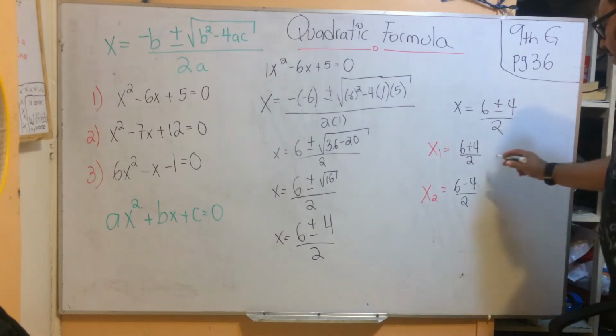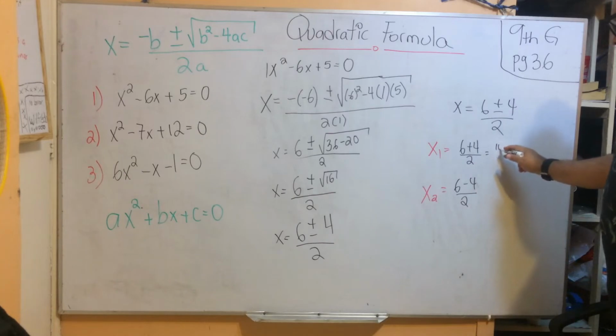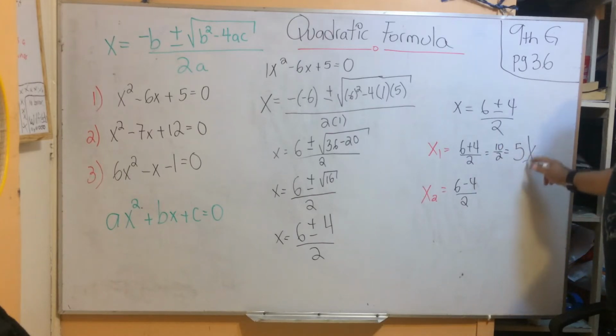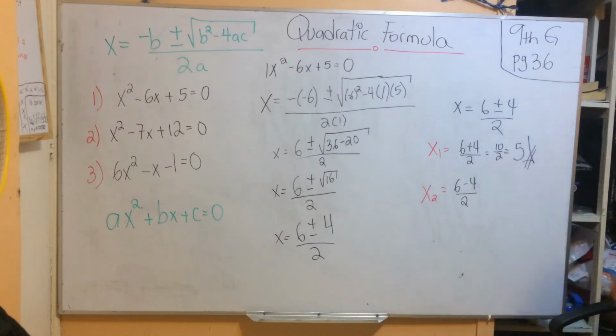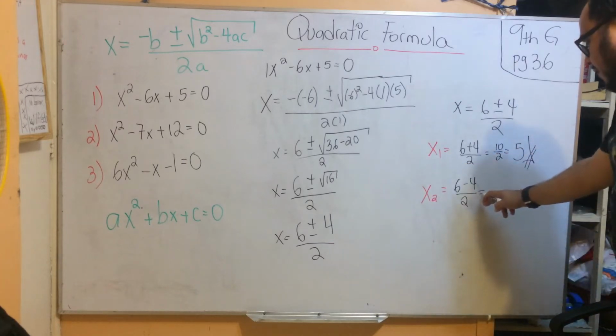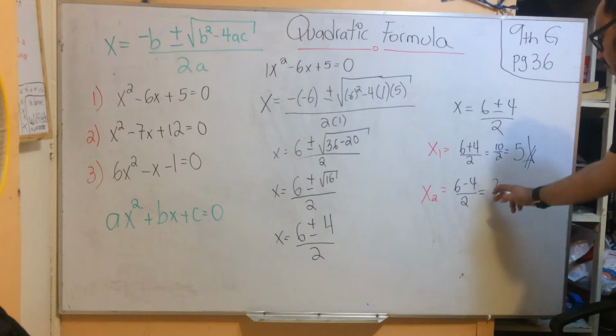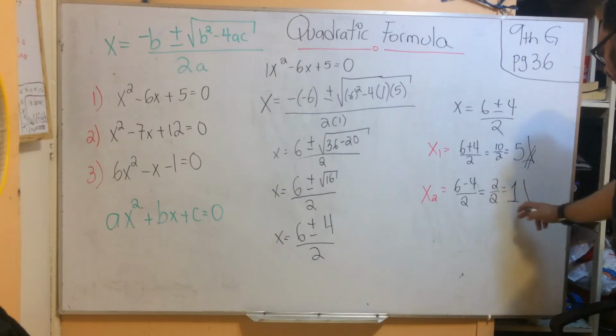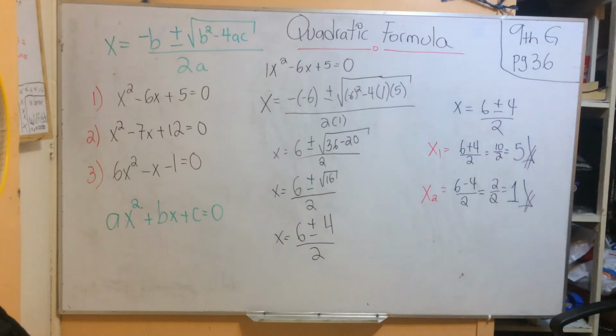So we have 6 plus 4 is 10 divided by 2. So the first value of x is 5. And the second value of x, 6 minus 4 is 2, 2 divided by 2 is 1. This is our answer. This is how we solve this equation.